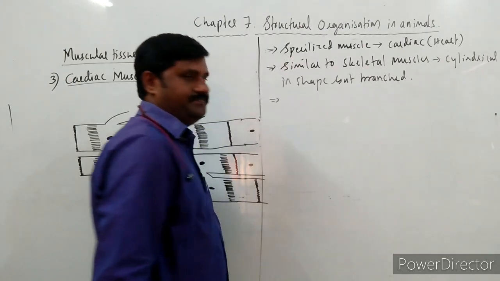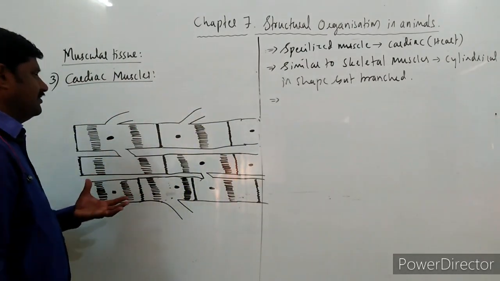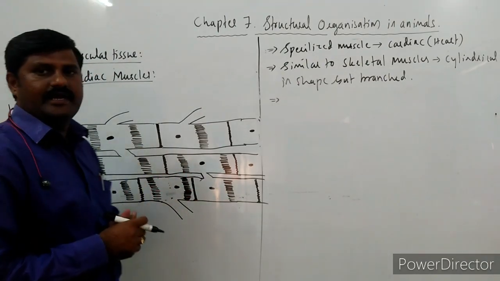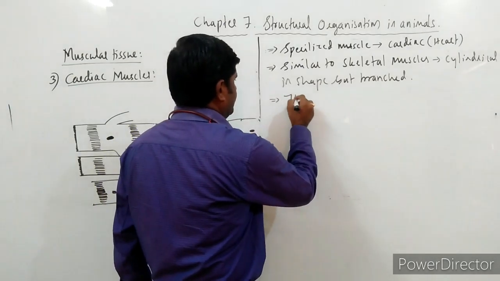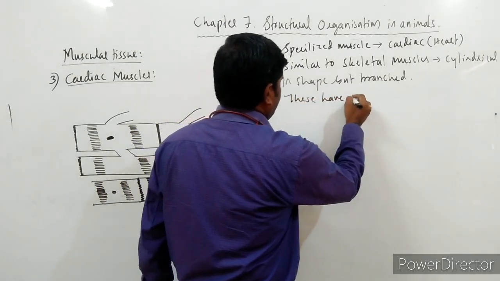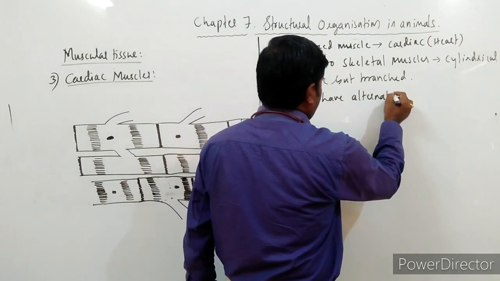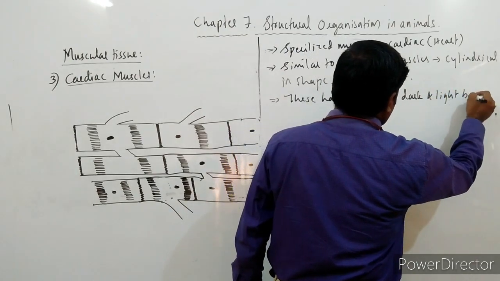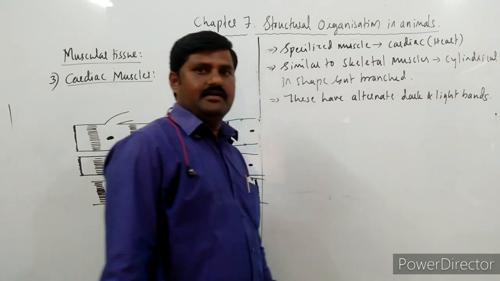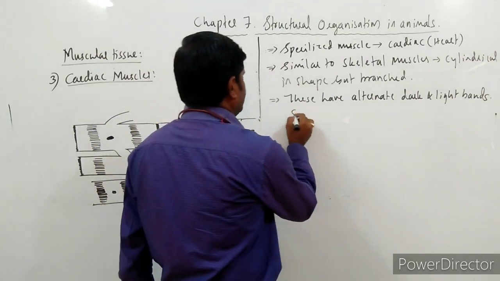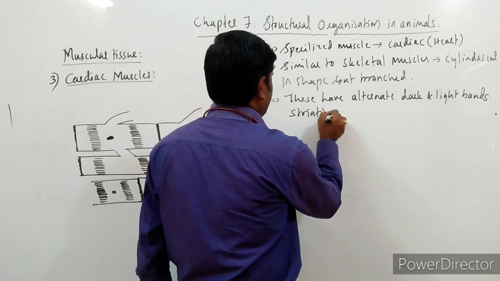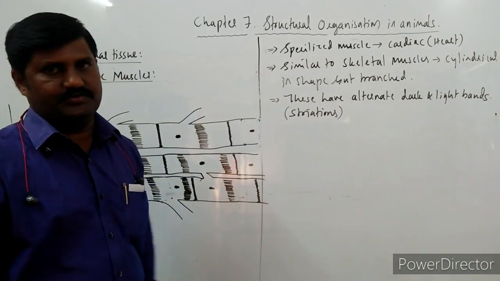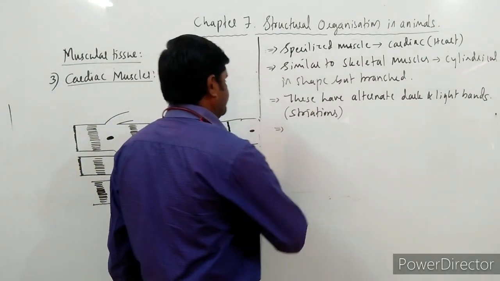So next one, these muscle fibers are also cylindrical in shape and they have alternate light and dark bands, right? So these have alternate dark as well as light bands. That is nothing but striations seen over here. Striations are seen over here also, right? So that is the unique nature.